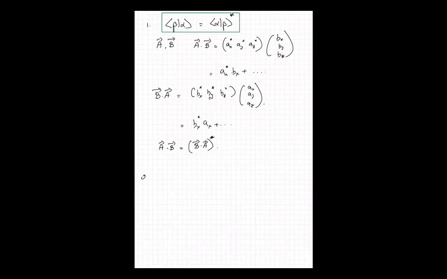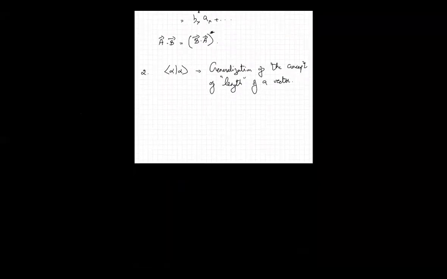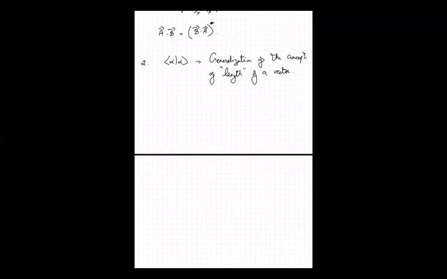Now, what if I take the inner product of a vector with itself? Instead of taking the inner product of beta and alpha, what if I take the inner product of alpha with alpha? As you can guess, this is the generalization of the concept of length of a vector. So what happens if you take the dot product of a vector with itself? A dot A is, as you know, Ax square, if I'm dealing with real vectors, plus Ay square plus Az square.